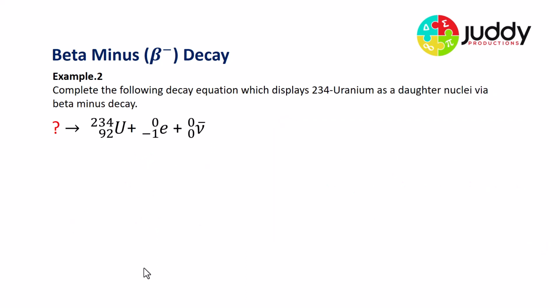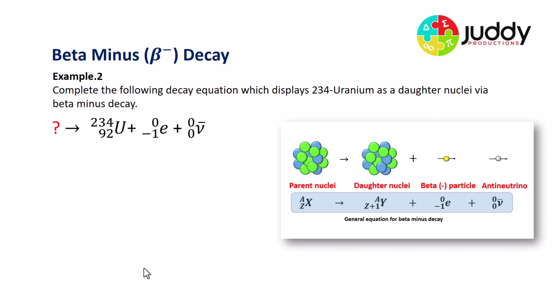Example number 2. Complete the following decay equation, which displays uranium-234 as a daughter nuclei via beta minus decay. So here's our equation, and this time we want to work out what our parent nuclei is, given our daughter nuclei. Go back to our general equation, and we can see that the mass number for the parent nuclei will be the same as that of the daughter nuclei, and the atomic number of the parent nuclei will be one less than what the daughter nuclei has.